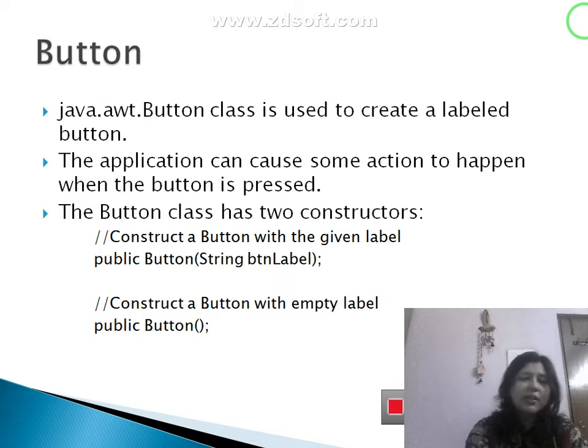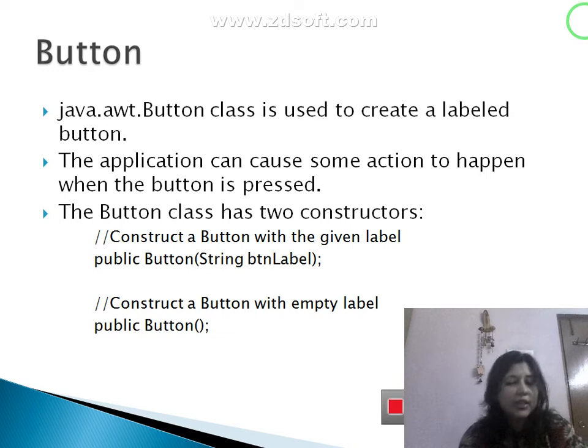Now button. Button is actually the most frequently used component in AWT programming. For that, the java.awt.Button class is used. We have to remember the Button class to create a button. Now why is it very important? Because the application causes some action to happen when the button is pressed. So for event driven programming, this button is very important.